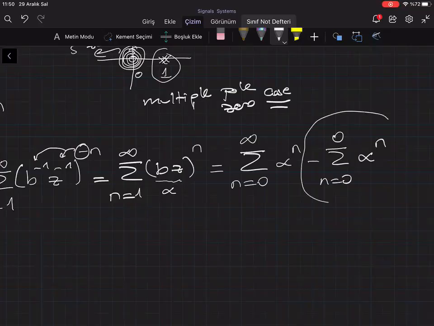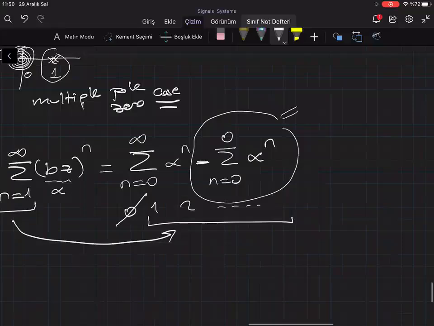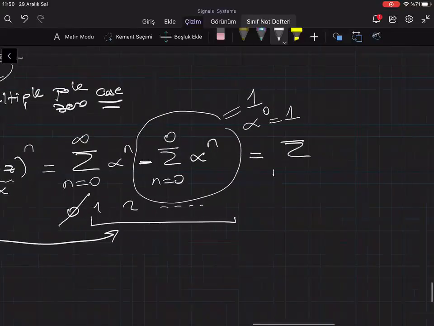Why am I doing this? Because this is like 0, 1, 2, and so on. If I subtract the 0th term, I will be left with 1 to infinity, which is this. Is this understood, friends? Yes. So this part is 1 because alpha to the power 0 is equal to 1. So finally, I will have n equals 0 to infinity.